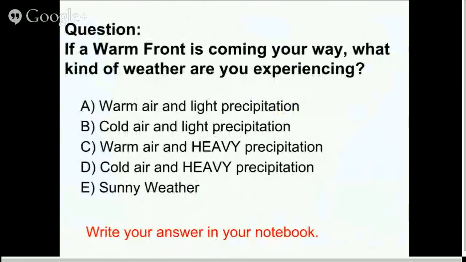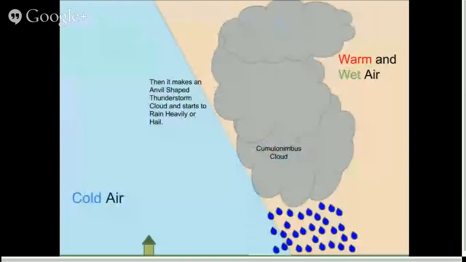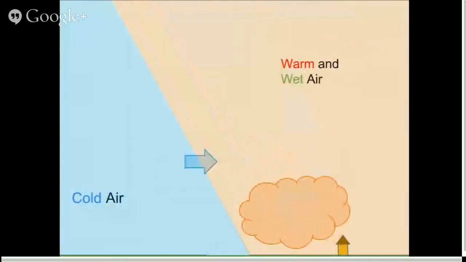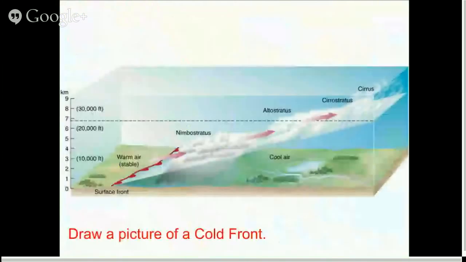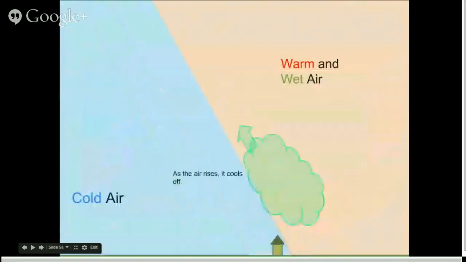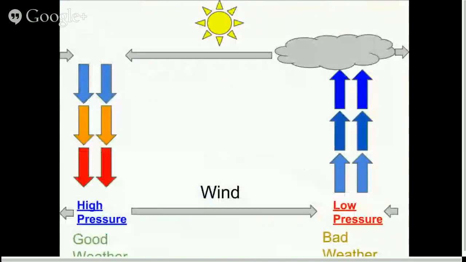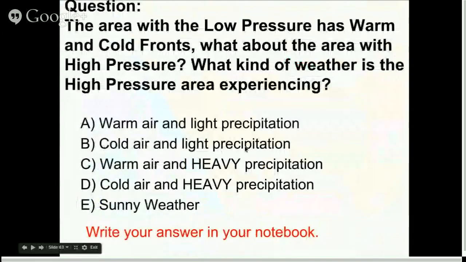Okay, the correct answer to this is, go back to our warm front. So if you are out here, so the warm front's coming, it's not here yet, and you're out here, you might be experiencing rain or cold air. So light rain and cold air is the correct answer. Cold air and light precipitation would be B. Okay.